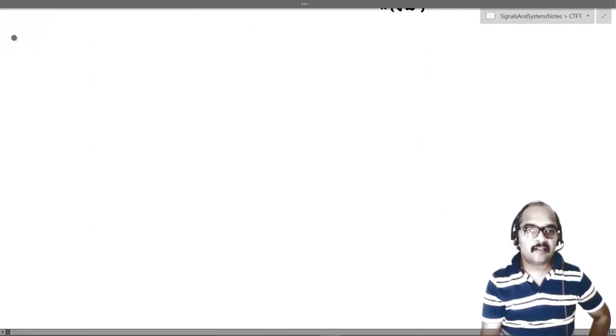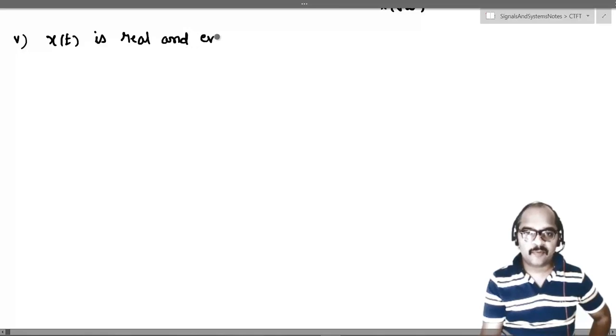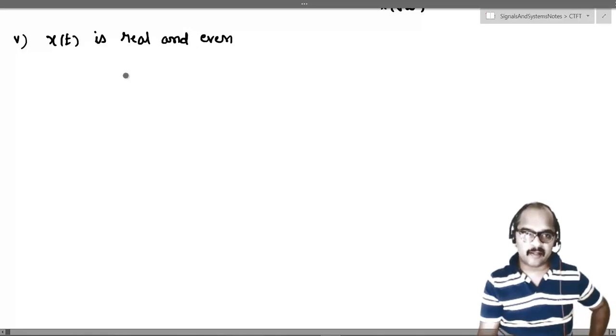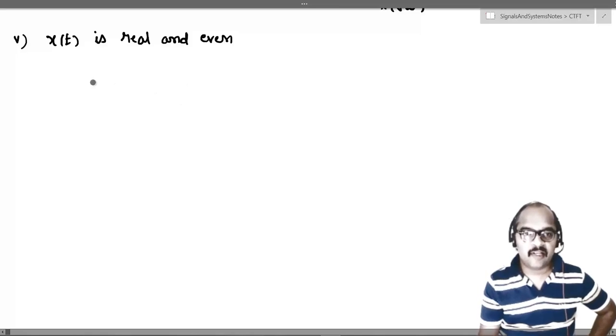Okay, let us take the fifth property. What happens if x of t is real and even? Till now we considered these properties separately. Now let us combine them. That is, x of t is real and even.